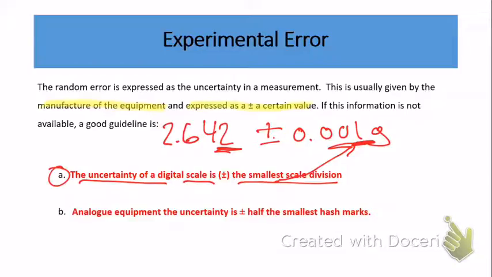All right, but most of the time you don't need to worry about that, because on the digital scale, the manufacturer will give you what it is, and so you just have to record that. Okay, the analog scale is much harder though, because in analog equipment, you're going to have to take the smallest hash mark, and then you're going to divide that in half. So the plus and minus uncertainty is really plus or minus half of the smallest hash mark. We'll give you some examples of all of this in just a minute.